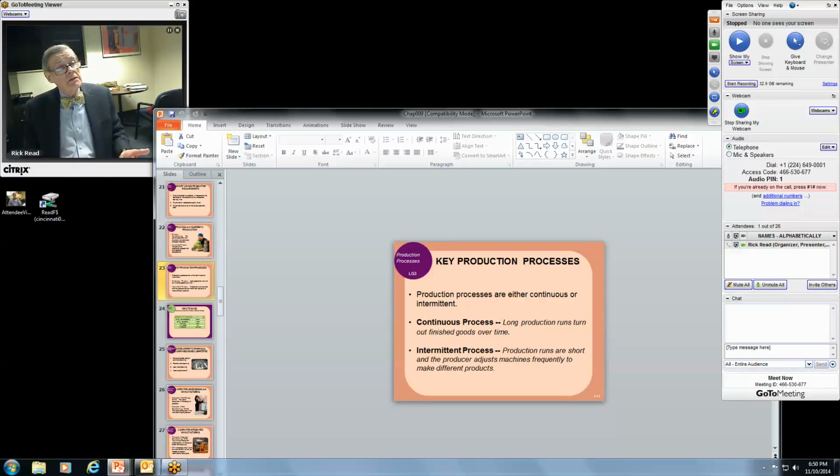A couple of things we need to think about with production processes. One's continuous process. That is exactly what it says. It is a long production run that's going to give us our finished goods. Intermittent process is just the reverse of that. It's a short run, but the producer changes the machine, corrects the machine, which allows them to run other production, make different products, as the slide says, other production.